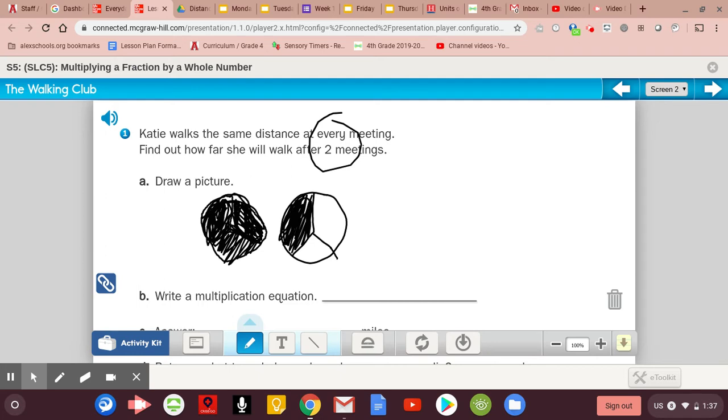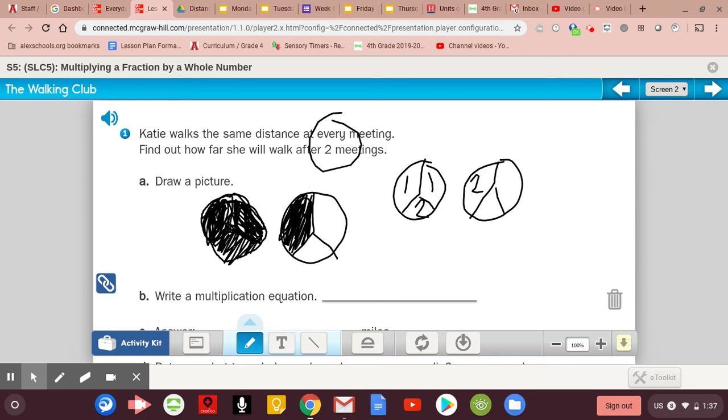Another way you can do this is you could draw 2 circles and divide them into thirds, and instead of coloring, you can write a number. So 1, 2 for the first meeting, 1, 2 for the second meeting, if that's an easier visual for you to understand. Then if we look down at B, it says write a multiplication equation.